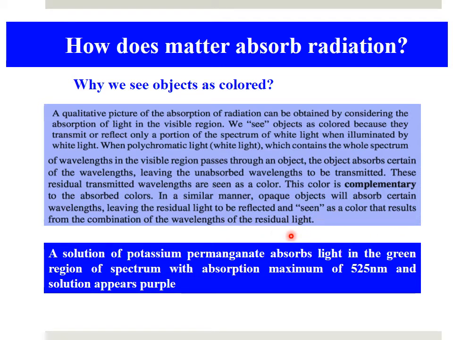For example, if we have a solution of potassium permanganate, it will absorb light in the green region of the spectrum with an absorption maximum of 525 nanometers, and the solution will appear purple. So in case of potassium permanganate, the absorbed light is in the region of 525 nanometers, which is green, and the transmitted color which we see is purple.